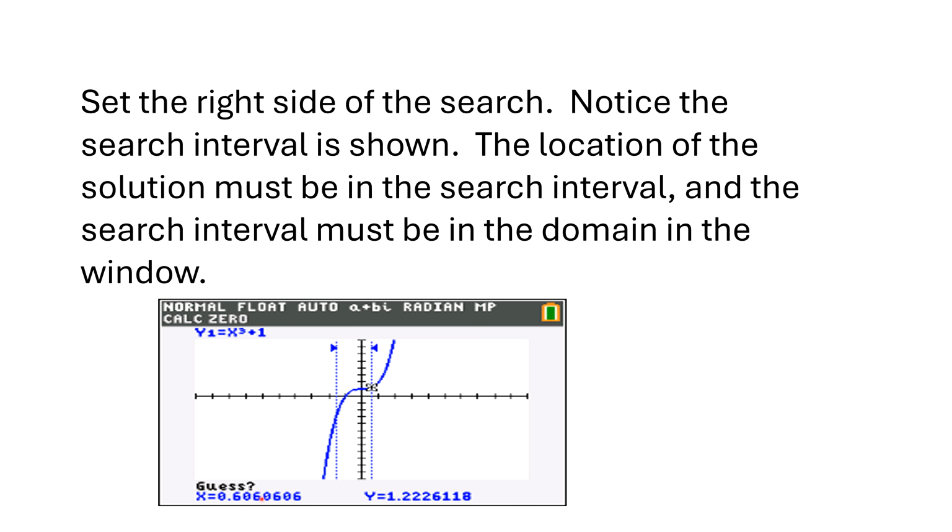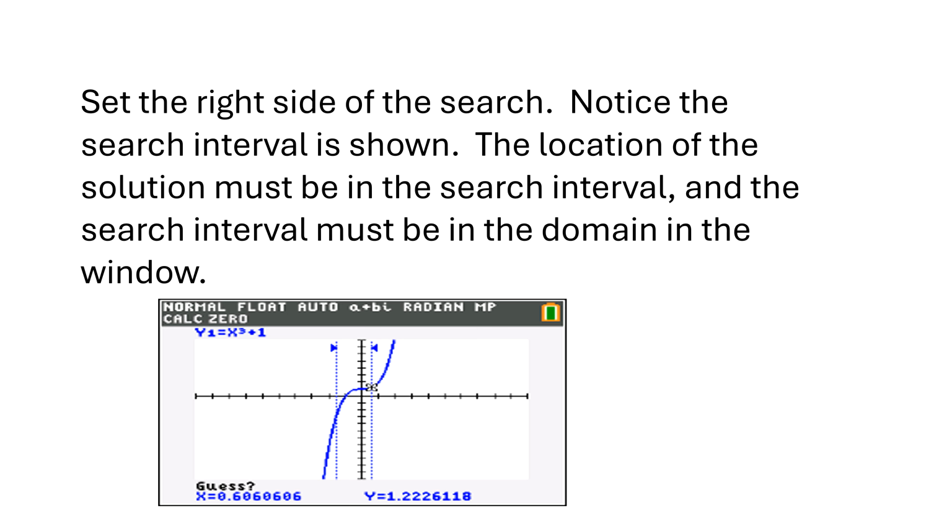And then it's going to ask me to guess. This just gives it a starting point, so it can converge to 0. Now, we're not going to go through Newton's method. That involves calculus, and I realize most people solving equations are in algebra. So that would be pointless. So let's just say the calculator knows what to do.